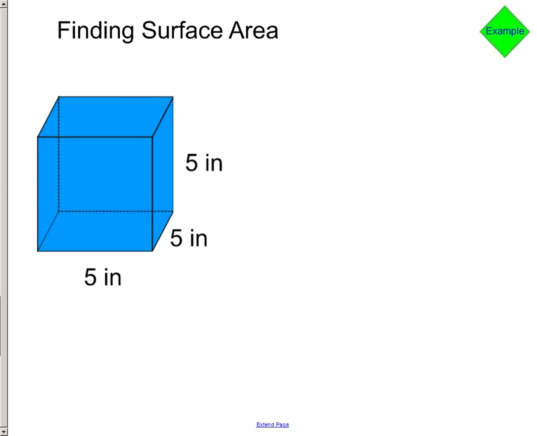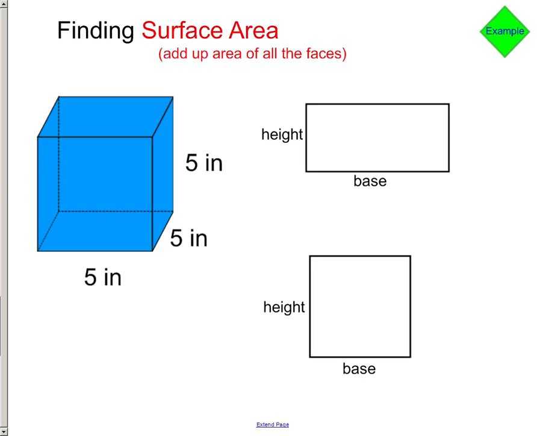If I wanted to find the surface area of this cube, let's talk about what surface area is. It just means you add up the area of all its faces. So I need to find the area of this bottom face of this cube to start with, and that's a square. How do we find the area of a square?